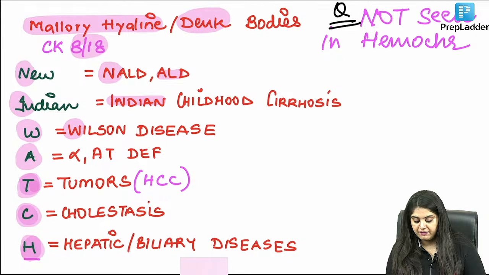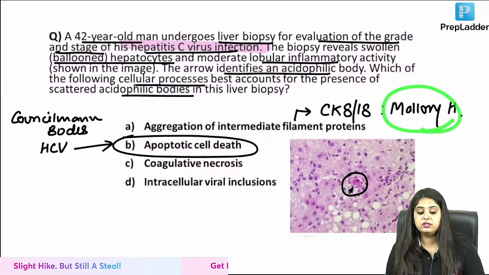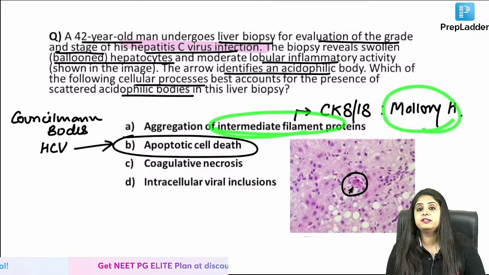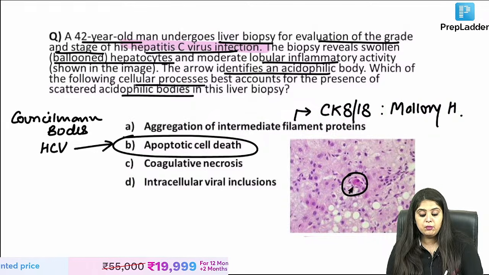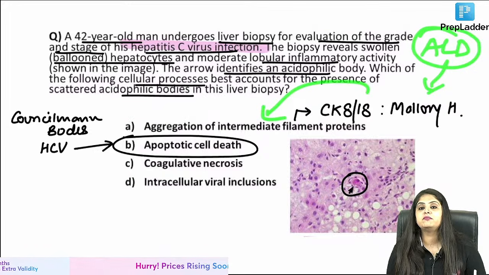Before I move forward, let me just complete this. When do Mallory hyaline bodies occur, ma'am? If they mark intermediate filaments, then for the history they would have given me something like New Indian Watch. Most likely they give you alcoholic liver disease, then I think of Mallory hyaline bodies and I would have marked intermediate filaments.